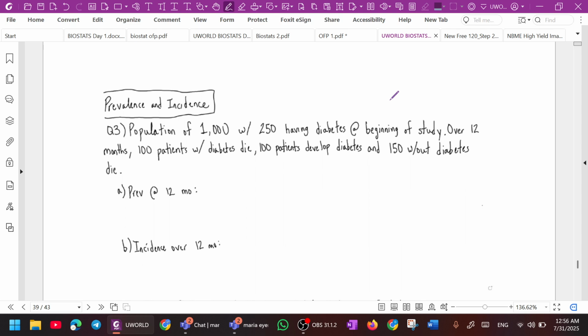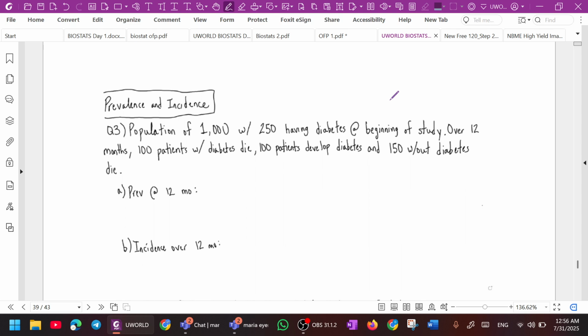You said prevalence at one point in time. So what is our one point in time? I guess 12 months. Oh, sorry, they gave it here. Yes, 12 months. You said it was people with the disease over number of people in the population. So at 12 months, we started with 1,000, and 100 patients have died. So 1,000 minus 100, we have 900.